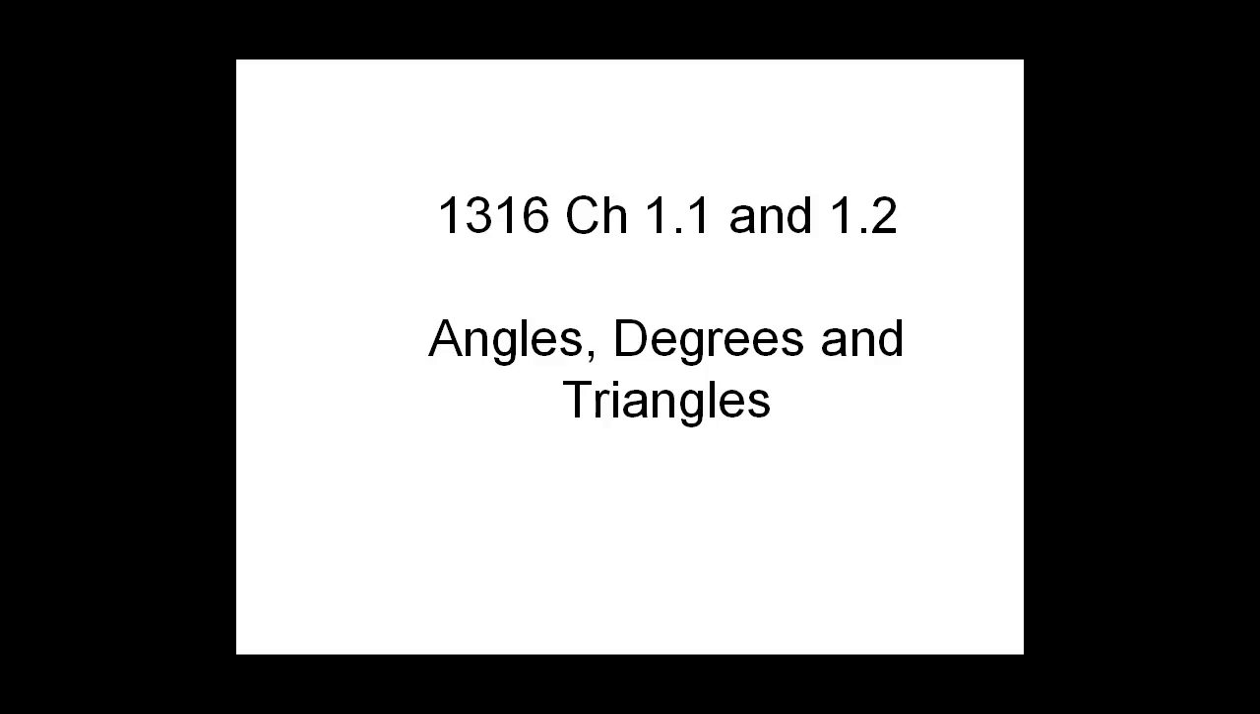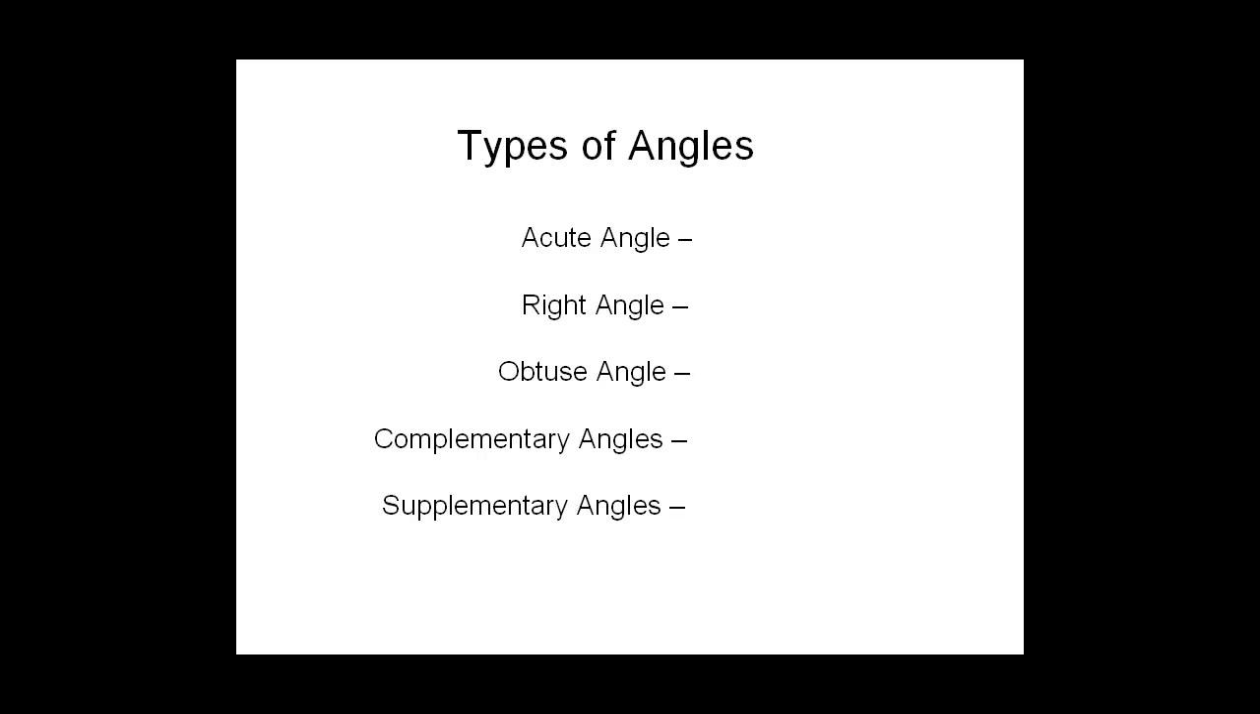Okay, we're going to begin with Chapter 1, Section 1, Angles, Degrees, and Triangles. When you're looking at angles, first of all, we need to think about acute angles, which are less than 90, right angles, which are equal to 90, and obtuse angles, which are greater than 90 degrees.